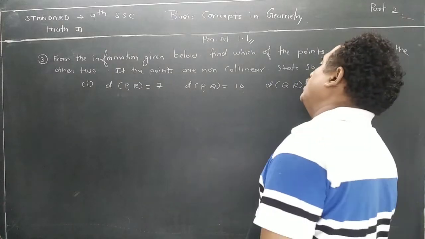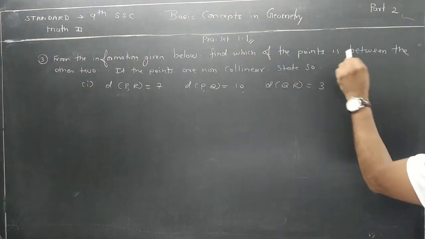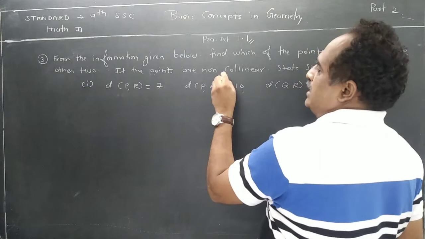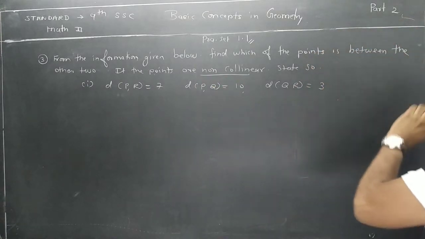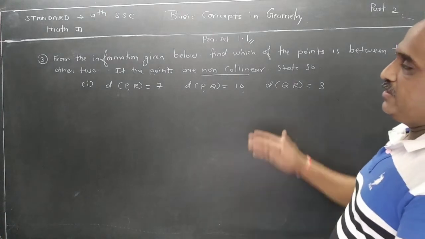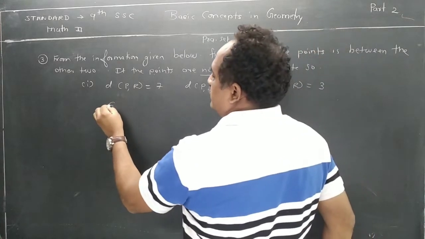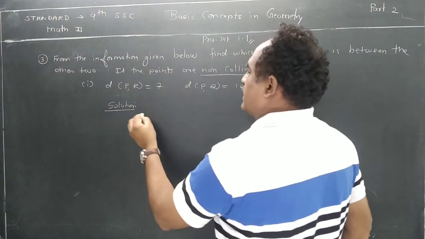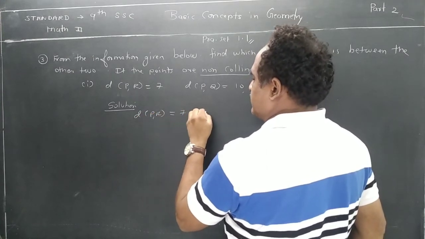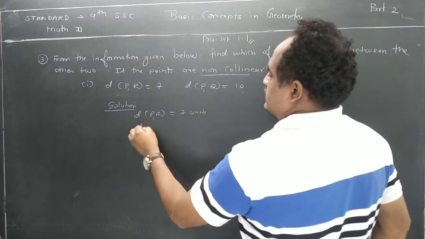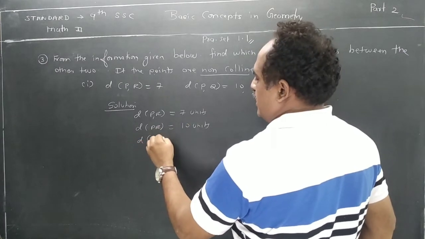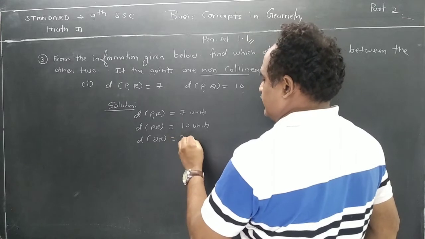From the information given below, find which of the points is between the other 2 points. And if points are non-collinear, we know the concept of non-collinear. So how do we judge whether these points are collinear or not? They will give the question like this. So what you are going to write in the solution: distance PQ is equal to 7 units, distance PR is equal to 10 units and distance QR is also 3 units.